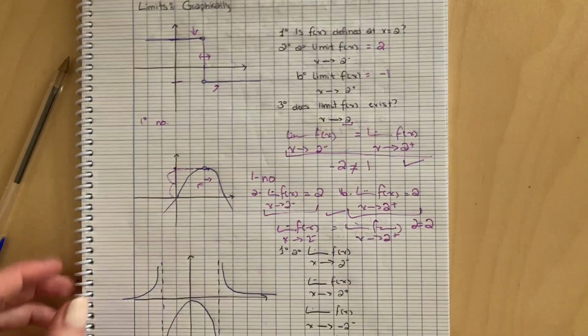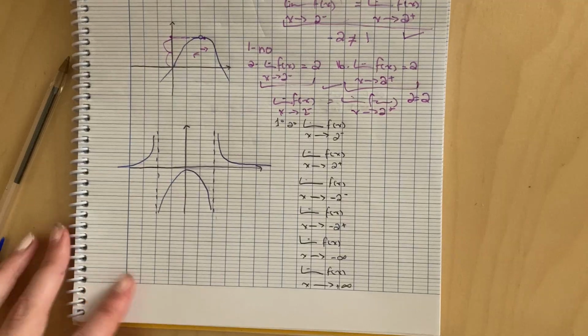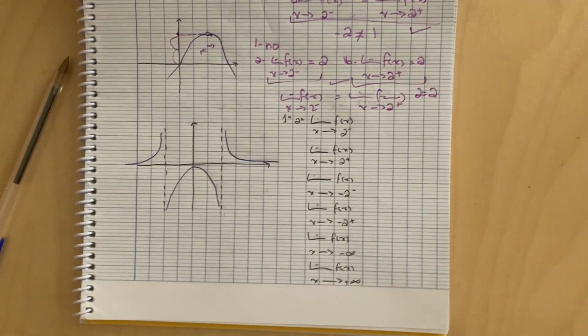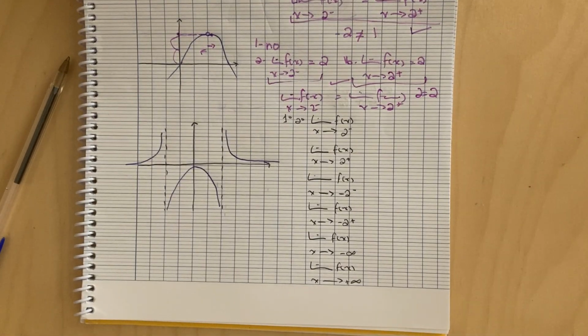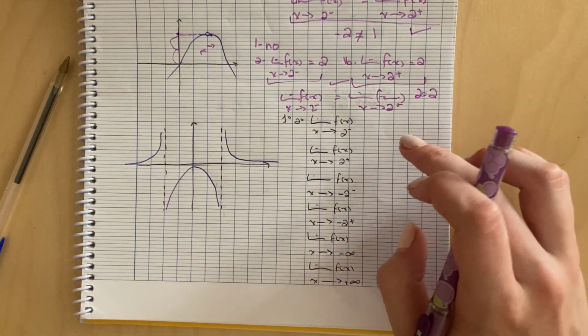Now, we have one more graph. This one. Obviously, as I'm sure you can tell, the dotted lines are what we call vertical asymptotes, which means the graph is never going to touch those lines. It's never going to hit x equals 2. It's never going to hit x equals -2. So we're going to start with these questions right here.